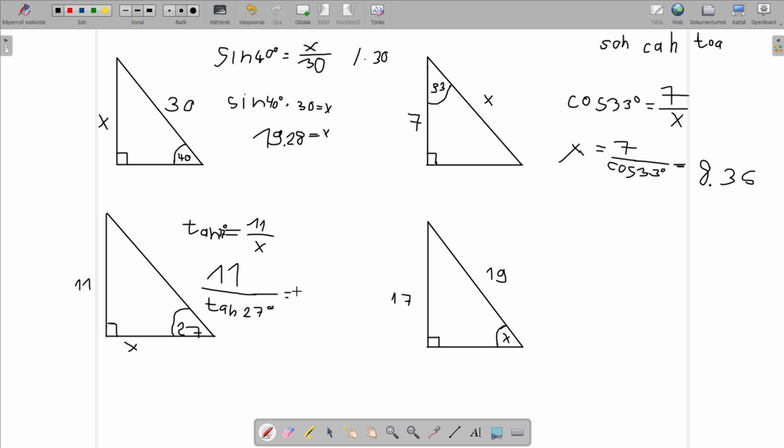is going to be equal to x, because once again we did the same thing as here. We switch these two by multiplying by x and dividing by the tangent of 27. And if you type this into the calculator, 11 divided by the tangent of 27 is equal to, rounded to 2 decimal places, 21.59, let's say. So yeah, this is how you solve it.